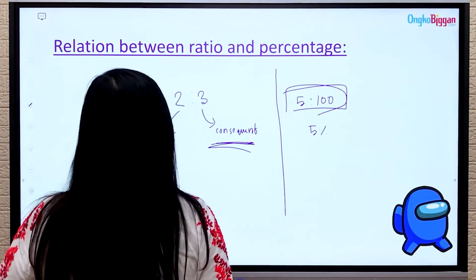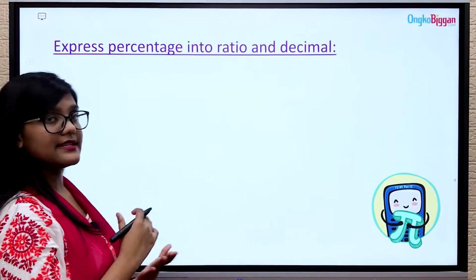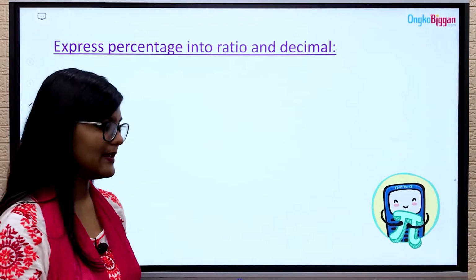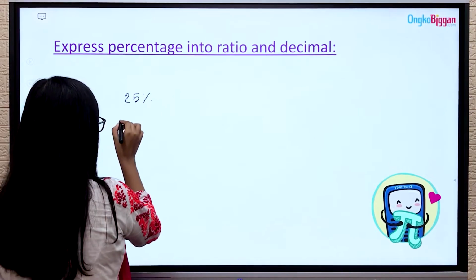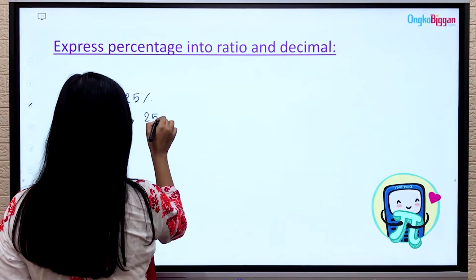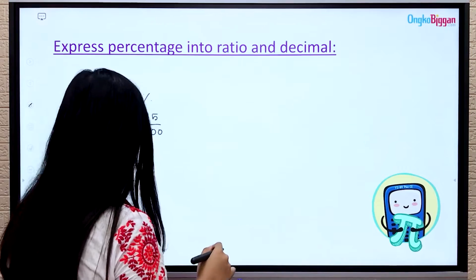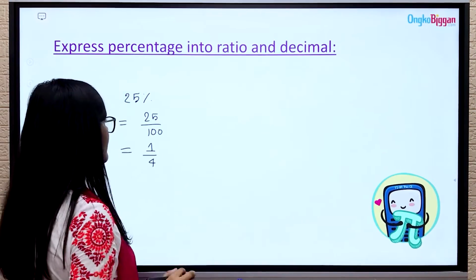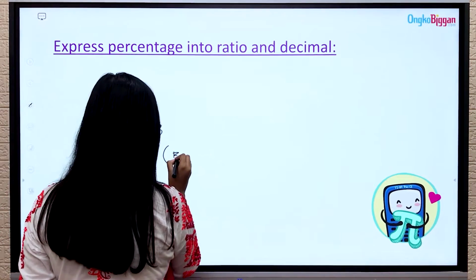But an important and interesting thing is that we can express percentage into ratio and decimal, and ratio into percentage as well. So suppose you are given 25%. Firstly, we will express it in the form of a fraction. So 25 by 100. Now we will factorize them. After factorizing, we can write 1 by 4, dividing numerator and denominator by 25. So we are getting 1 by 4. It's expressed as a fraction.